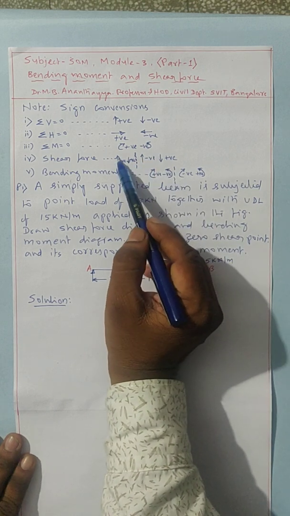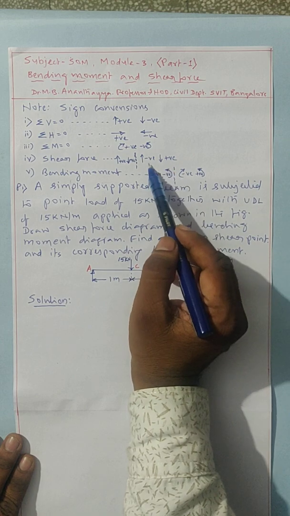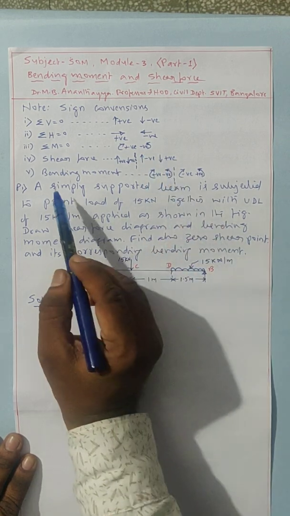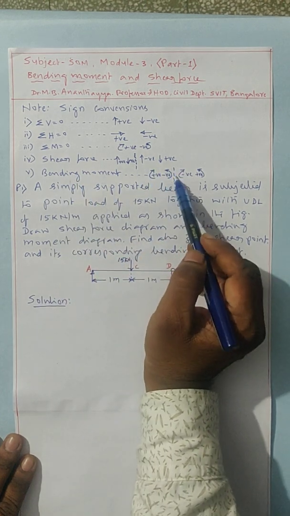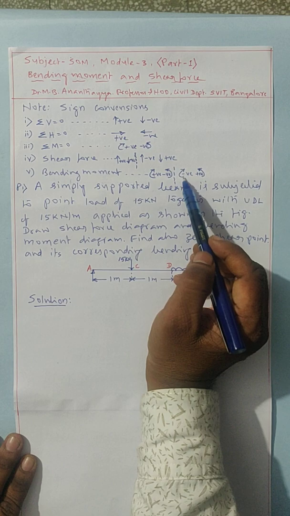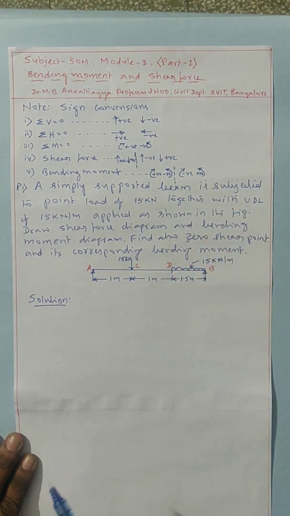left of the section line, upward forces are positive, downward forces are negative. To the right of the section line, upward forces are negative, downward forces are positive. Similarly, for the bending moment, to the left of the section, clockwise moment is positive, anti-clockwise moment is negative. To the right of the section, clockwise moment is negative, anti-clockwise moment is positive.